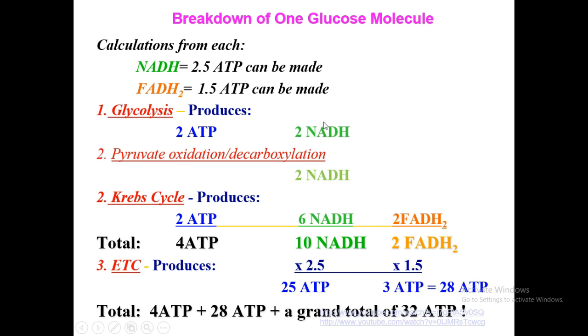So since we produced two NADH in glycolysis, then two NADH from pyruvate oxidation, and 6 NADH from the Krebs cycle, how many NADH in all? 10. How much ATP was produced from substrate level phosphorylation? Only 4. How many FADH2? Two. So 10 times 2.5, 25 ATP. 2 times 1.5, 3 ATP. So 25 plus 3, 28 ATP are produced in oxidative phosphorylation. Then 4 ATP are produced in substrate level phosphorylation. So 4 plus 28, a grand total of 32. Okay? So this is the system of accounting that we will follow.